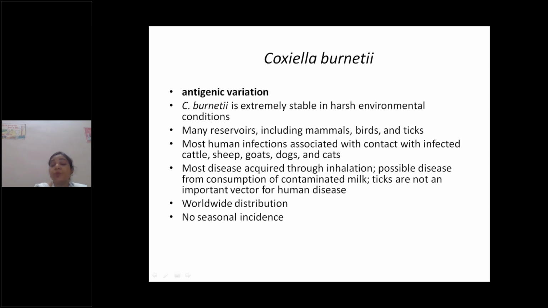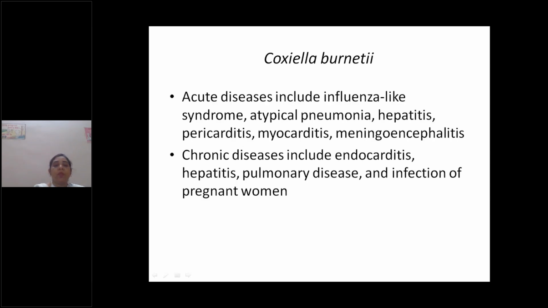Antigenic variation is usually exhibited by Coxiella burnetii. And also, this bacteria is extremely stable even in very harsh environmental conditions. Rickettsia can infect mammals, birds, and arthropods. Now, we have learned about the Coxiella infection.